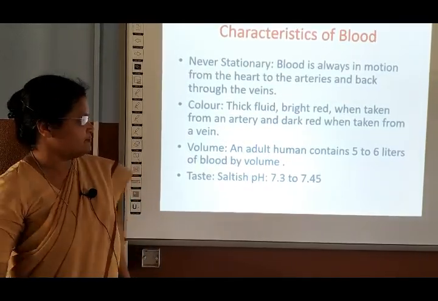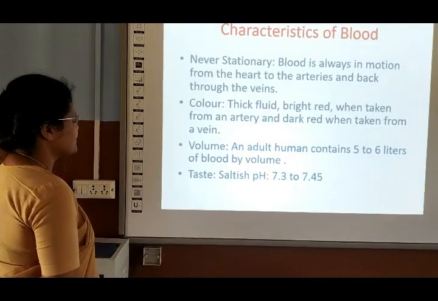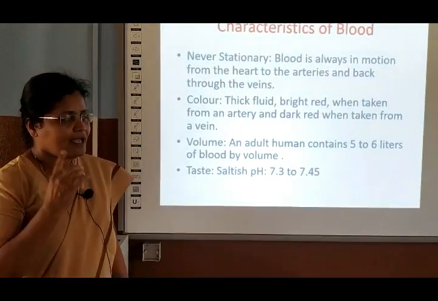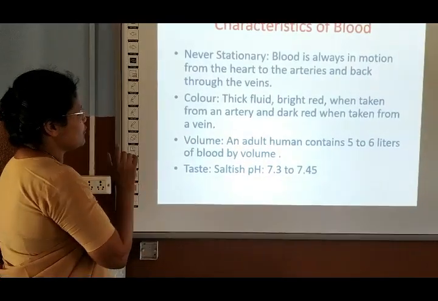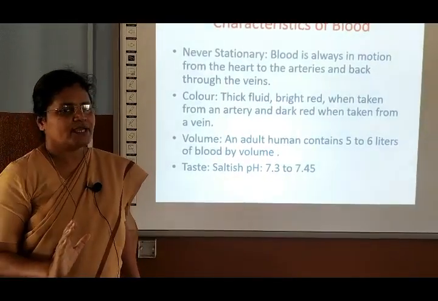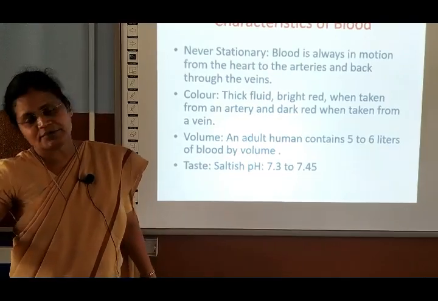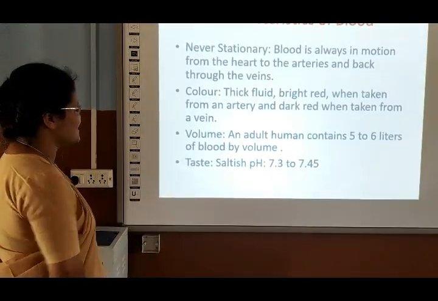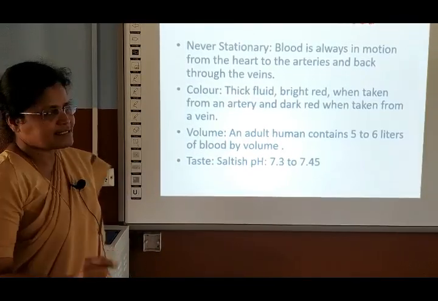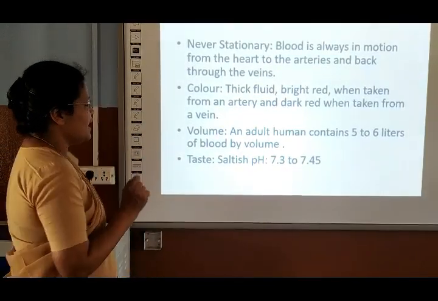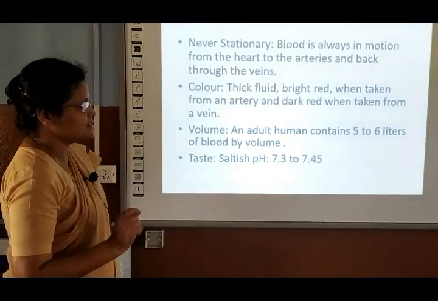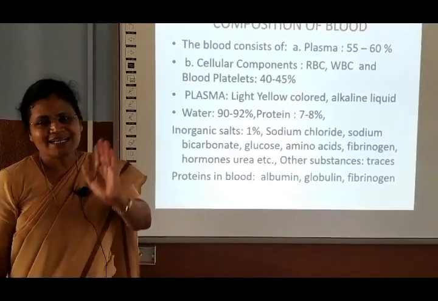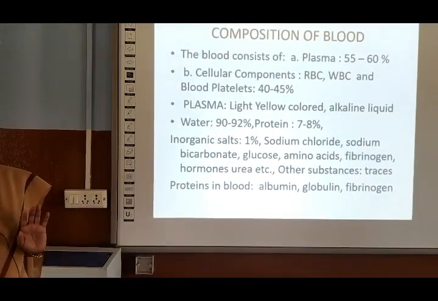When taken from a vein, it is dark red. Then volume: an adult human being contains around 5 to 6 liters of blood by volume. If you take out the entire blood in our body and measure it, it is about 5 to 6 liters of blood. What about the taste? As I said, it tastes salty and the pH value is 7.3 to 7.45. Now that's about the characteristics of blood.